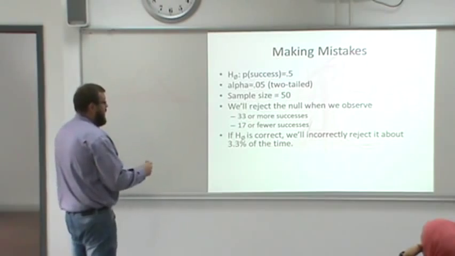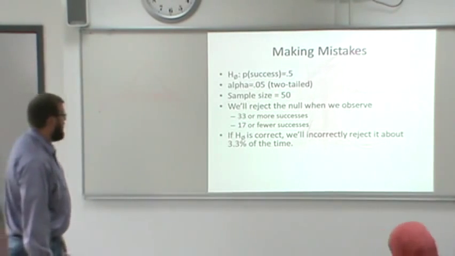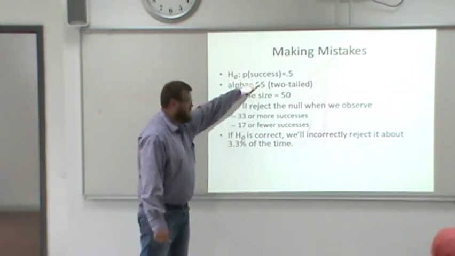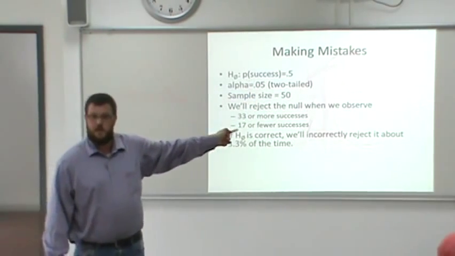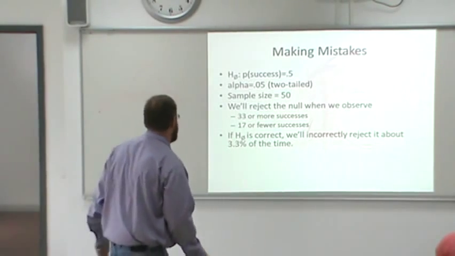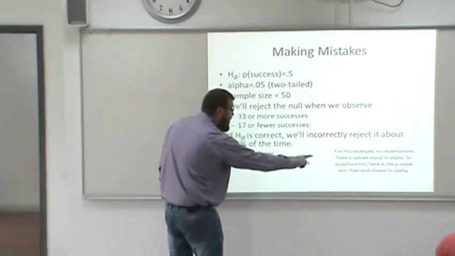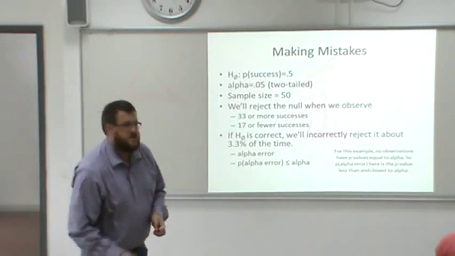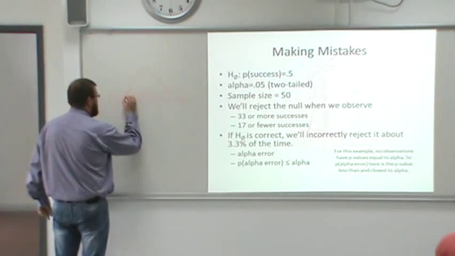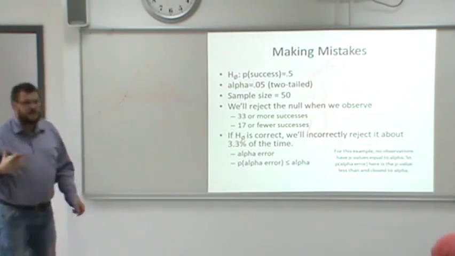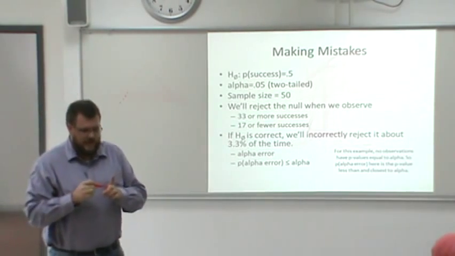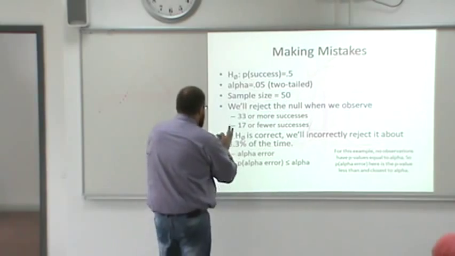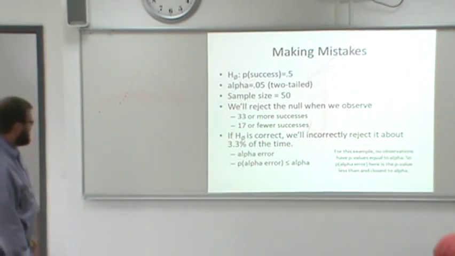Anyway, if the null hypothesis is correct, we're going to incorrectly reject it about 3.3% of the time. You are probably going to say, wait, that's not 5% of the time. If alpha is 5%, we should incorrectly reject it 5% of the time. However, none of our observations have p-values that are exactly equal to 0.05. If you looked at the p-value for 19 and 18 and 17 and 16, none of these give you exactly 0.05. With later topics, we'll see where you will get exactly the right case. But here, we're going to incorrectly reject it about 3.3% of the time.